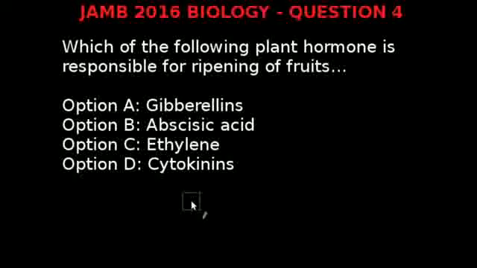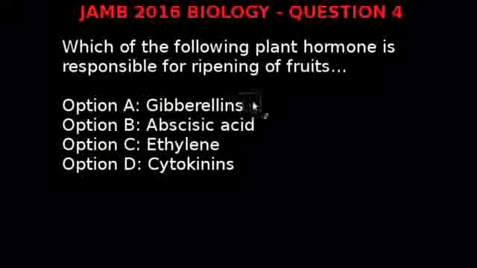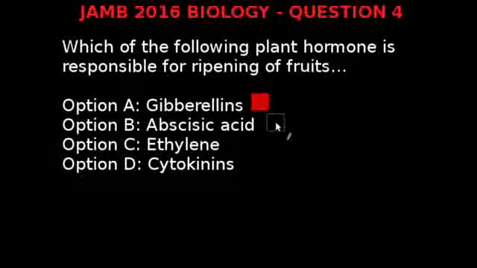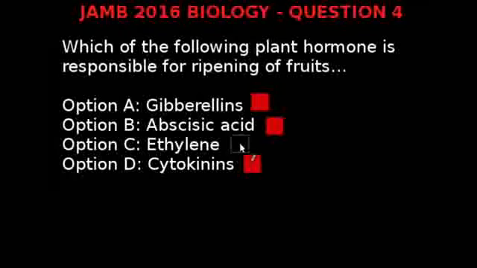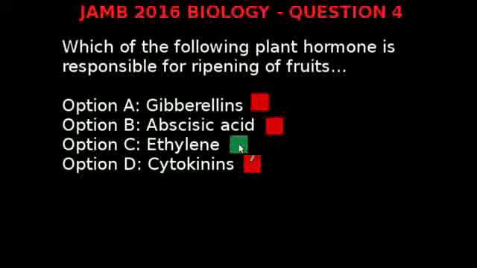Industrially, ethylene gas is used to ripen tomatoes, bananas, pears, and a few other fruits after harvest. So looking at our options here, option A is wrong, option B is wrong, option D is also wrong. Our correct answer therefore is option C, ethylene.